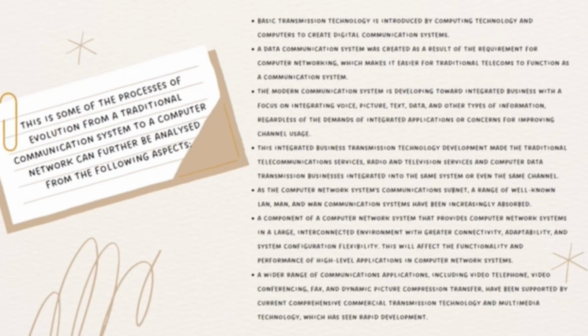So this is some of the process of evolution from a traditional communication system to a computer network, which can further be analyzed from the following aspects. First, basic transmission technology is introduced by computing technology and computers to create digital communication systems, which results in functional modification of the communication node level.